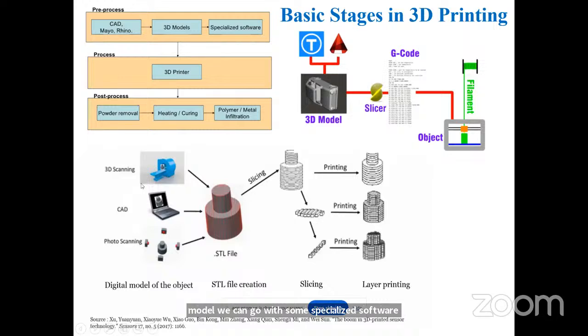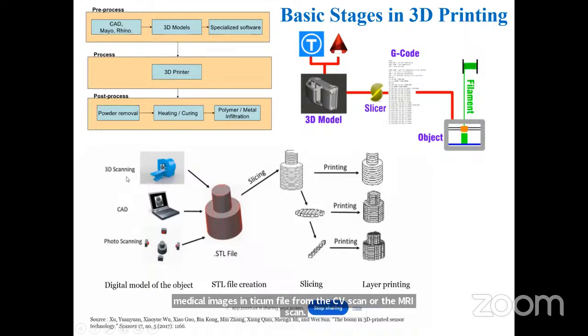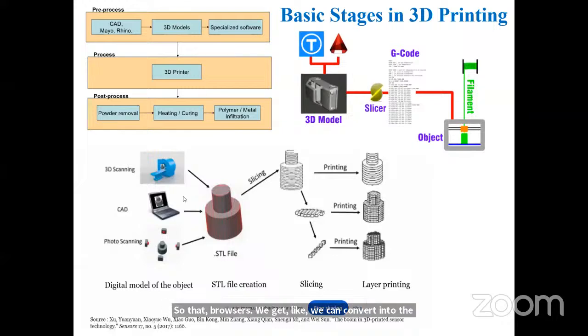In the bottom diagram, we can see there are three methods from which we will get the 3D model. One is the 3D scanning technique. If we get some medical images in DICOM files from a CT scan or MRI scan, we can convert the DICOM images into an STL file, which then serves as the input.